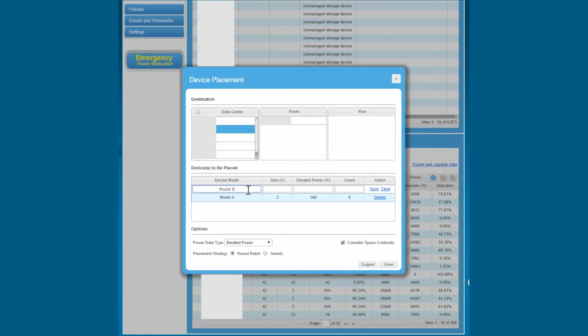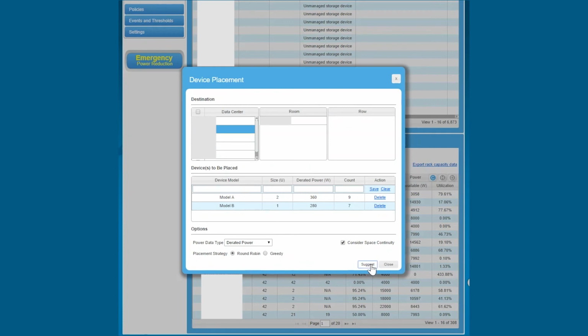But I also have a model B, and this device is actually a 1U device, and the power consumption is 280 watts, and I want to land 7 servers like that. So I can ask Intel DCM to find me the best location to land these devices, and I can choose between two placement strategies.